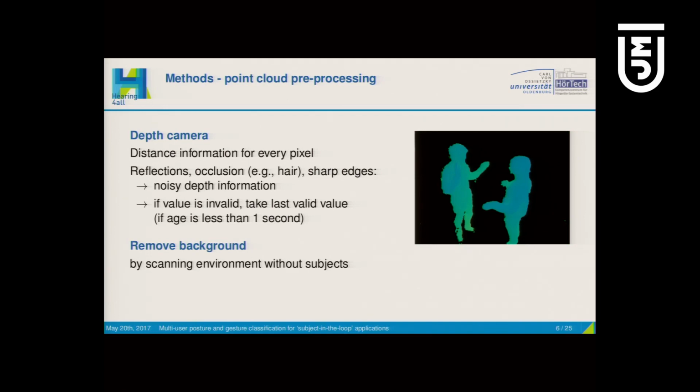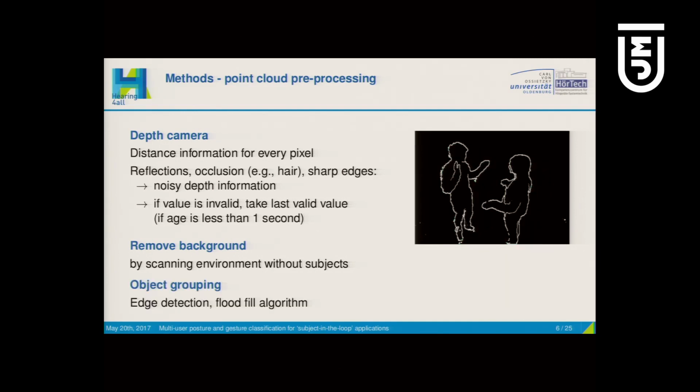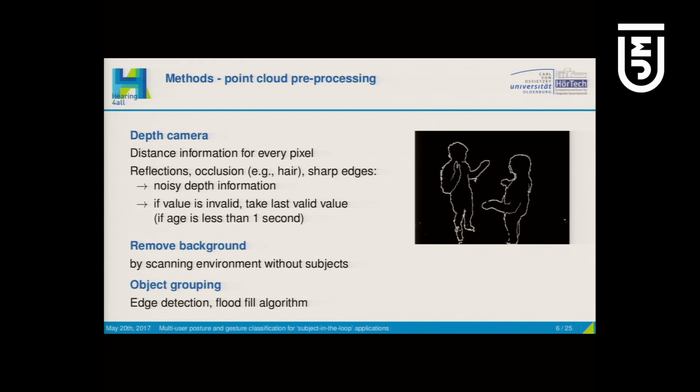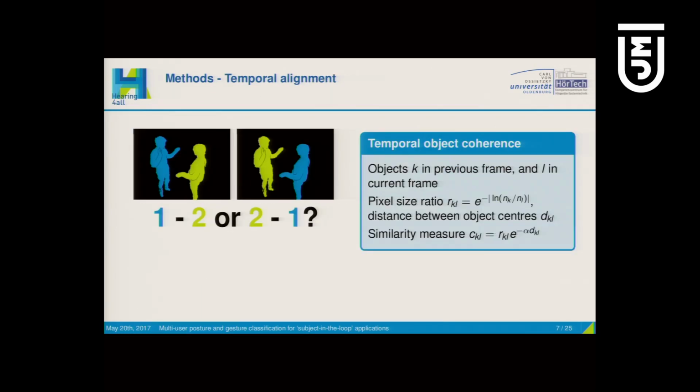At the next stage, we have to remove the background. So at some point, we have to have a scan of the environment without subjects. So we can remove all the background of it, and only the important objects remain in this setup. To group it into objects, because we want to have these identified as two different dancers in this case, we just need some kind of edge detection algorithm. And we are using a flood fill algorithm then to fill these objects and identify the objects belonging to one set of depth points.